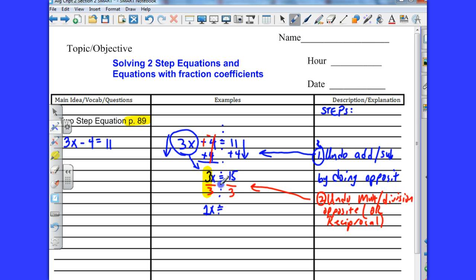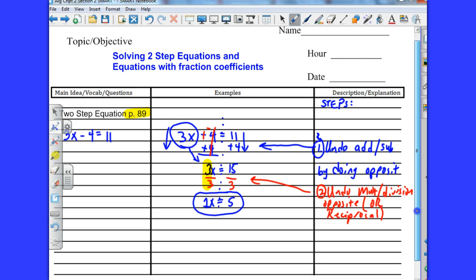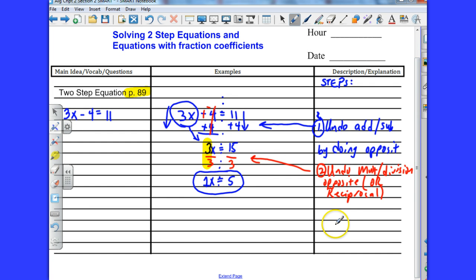Equal sign is still there in your straight line. 15 divided by 3, bada bing, bada boom, it's 5. So we get 1x equals 5. All right, sounds easy enough, but you know what? If you're just a little bit nervous, and I think you should be able to squeeze this in your notes, hopefully we can check it right here.